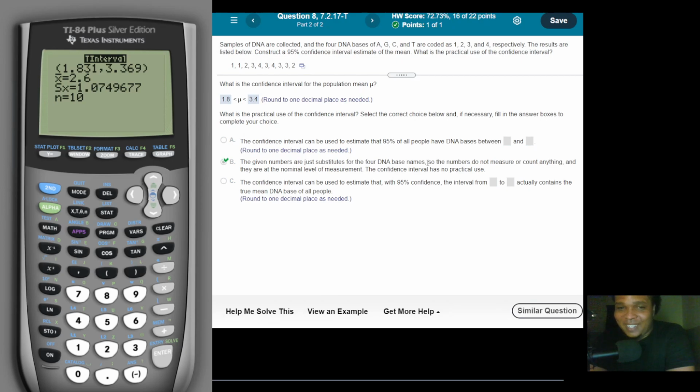It caught me slipping, I'm not gonna lie. It gets so used to that. Yeah, so look at the subject matter. If you're getting a DNA question like this, you want to know whether it makes sense to use a confidence interval or not.